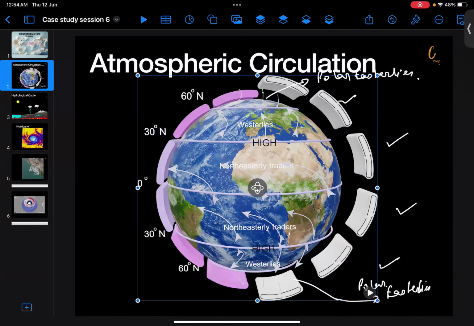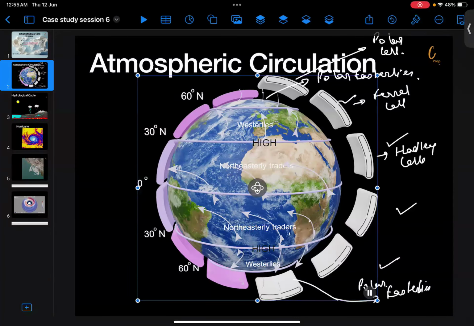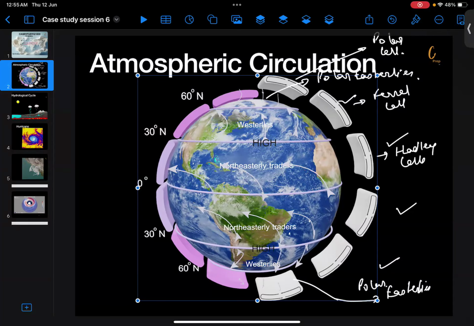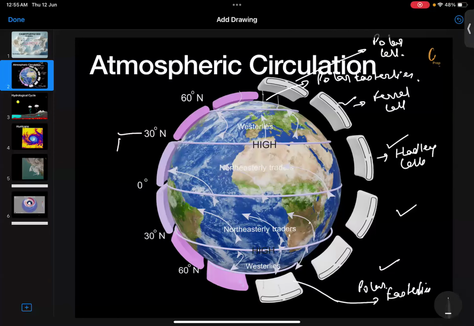Now here we can see that we have the presence of the Hadley cell, this is the Ferrel cell, and this one is the polar cell. Now here we can see how the earth rotates, and how the movement of wind is taking place here, and the changes in this wind are taking place because of the presence of this high pressure system.